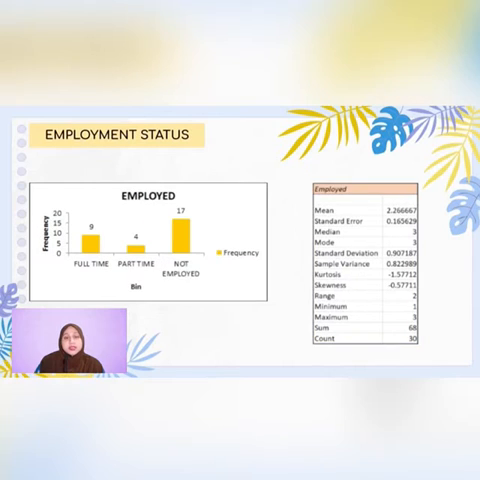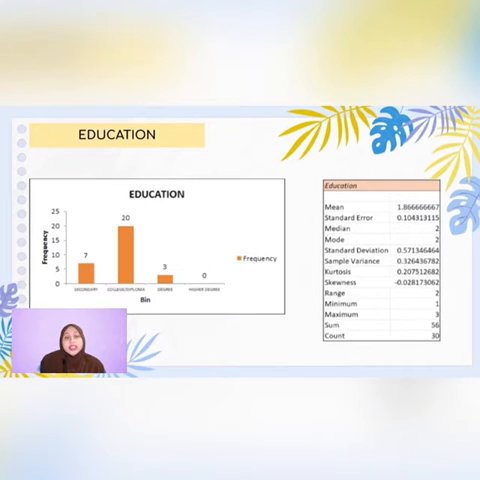For the employment status, 9 respondents are full-time employed, 4 respondents are part-time employed, and last but not least, 17 respondents are not employed. Descriptive statistic derived as stated. Next, for the education, 7 respondents have secondary education, 20 respondents went to college or have diploma, and only 3 respondents have degree. However, none of them have higher degree. And here's the descriptive statistic.